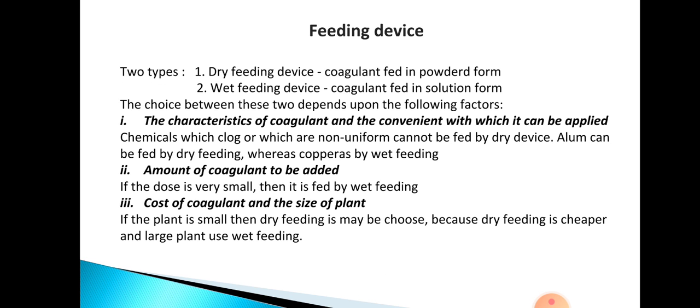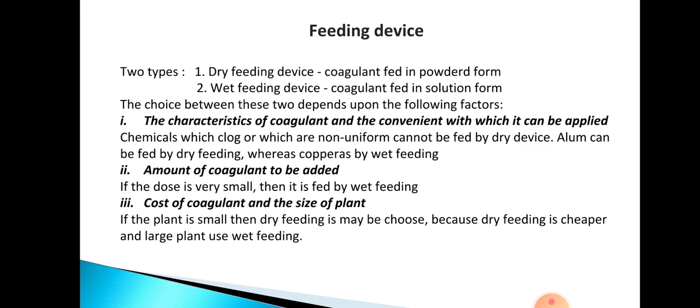So like I said, there are two types. One is the dry feeding device, wherein the coagulant is fed in powdered form, and then we have the wet feeding device where the coagulant is fed in the solution form. And whether you have to use a dry feeding device or a wet feeding device is decided by the following factors. Firstly, the characteristics of the coagulant and the convenience with which it can be applied.